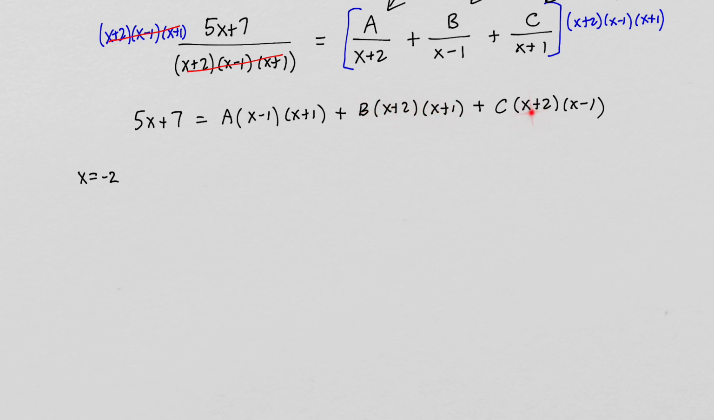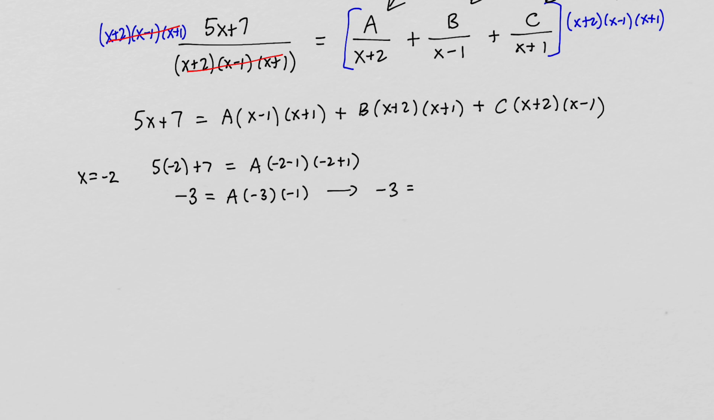Likewise, when I plug in negative 2 here, this whole term will become 0. So when I plug in negative 2, I really only need to plug it in here and here. And so doing that is going to give us 5 times negative 2 plus 7 is equal to a times negative 2 minus 1 times negative 2 plus 1. And this is going to be negative 10 plus 7, which is negative 3, equals a times negative 3 times negative 1. And this is negative 3 equals 3a, which means a is equal to negative 1.